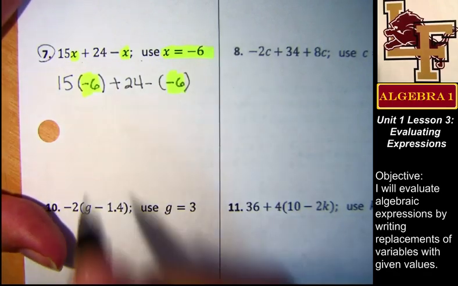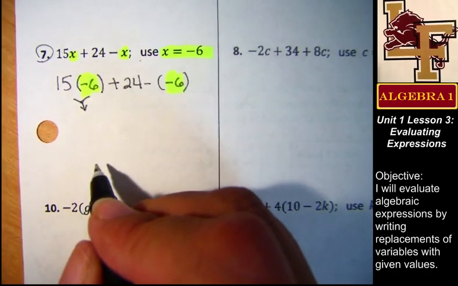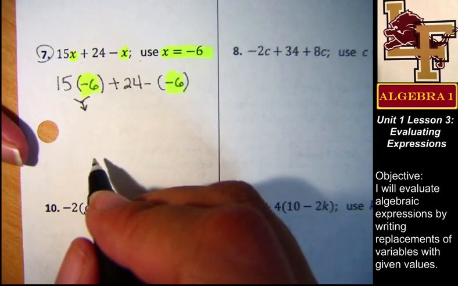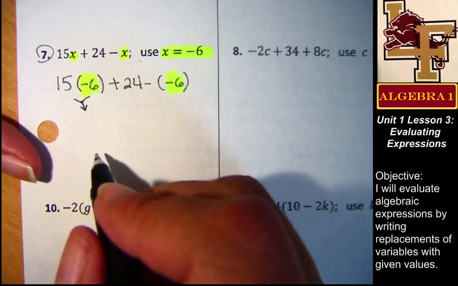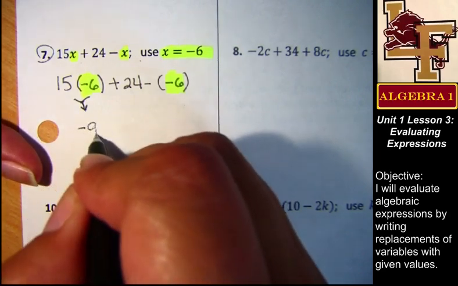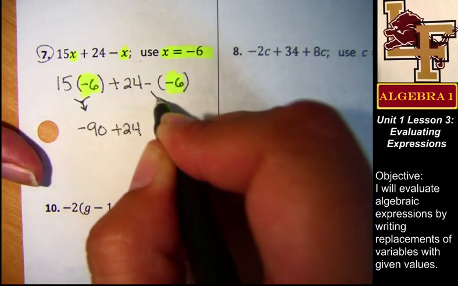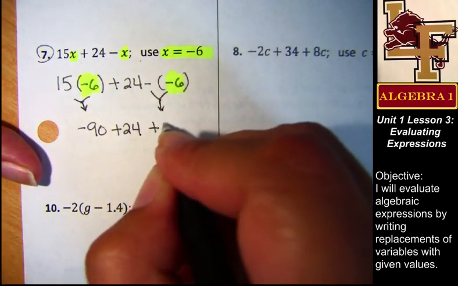Looking at what I have, I see this multiplication. So 15 times -6 is? Negative what? 90, okay. -90, then plus 24, and then I see this double negative here. When I have a double negative, it becomes a? Positive, so I'm going to turn that to a plus.